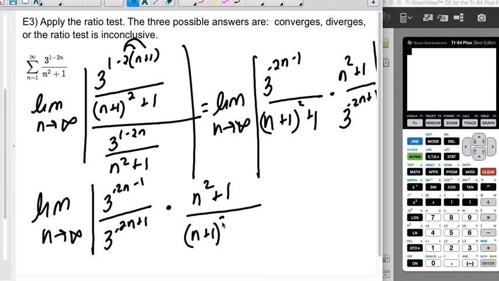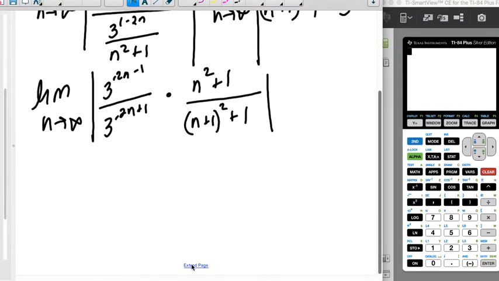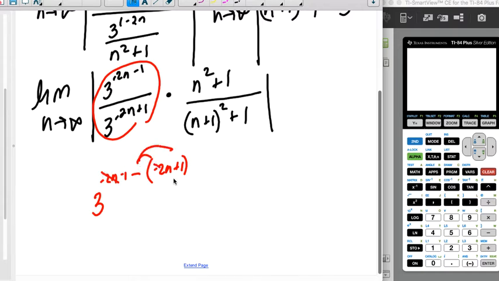And I'm going to talk to you in a second about why I'm not going to, but I could, right? So these guys, when I clean them up, I'm going to get an exponent that is 3 to the negative 2n minus 1 minus a negative 2n plus 1. That's what would happen if I subtract these exponents. So when I distribute, the n's cancel, and I'm pretty sure I get that this thing is 3 to the negative second. That's what that ends up being.